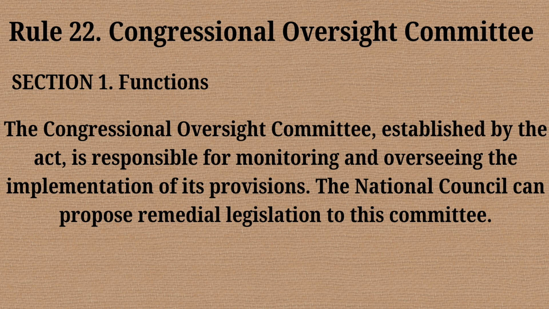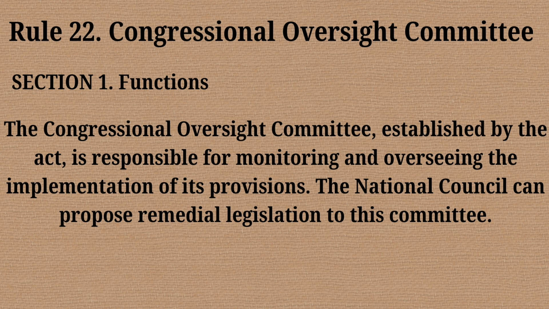Rule 22. Congressional Oversight Committee. Section 1. Functions. The Congressional Oversight Committee, established by the Act, is responsible for monitoring and overseeing the implementation of its provisions. The National Council can propose remedial legislation to this committee.